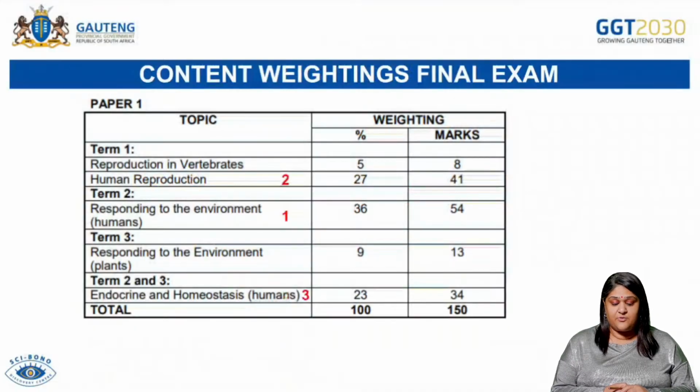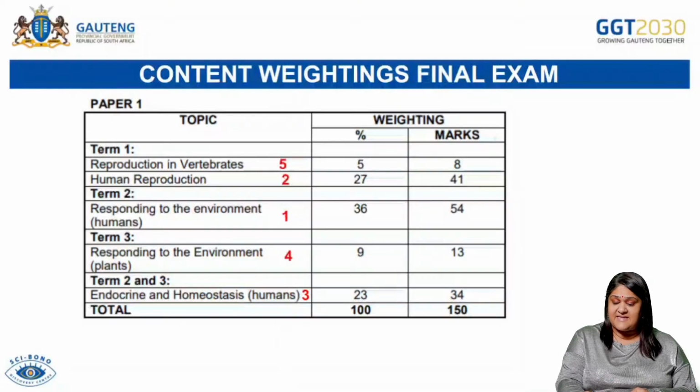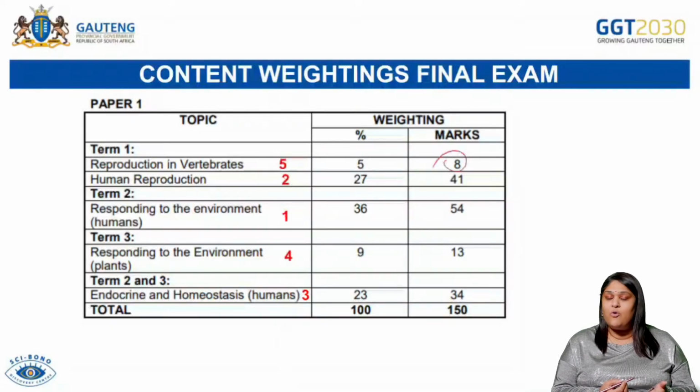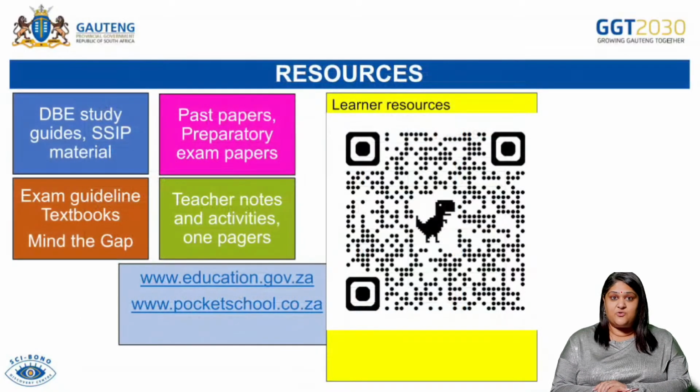And then the next one would be endocrine and homeostasis. Then number 4, responding to the environment. And then number 5, reproduction in vertebrates. Now, don't underestimate the mark allocation as well. Remember that these 8 marks can also be 8 easy marks, or it could also be 8 difficult marks. So we are not saying that these are the topics that you should leave out. We are just saying that most of your focus should be on the topics that carry the more weighting. So these are the resources that you have been using and that you should be using.